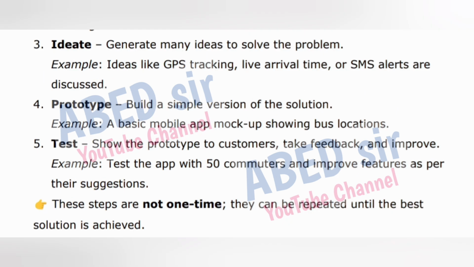3. Ideate, generate many ideas to solve the problem. Example, ideas like GPS tracking, live arrival time, or SMS alerts are discussed. 4. Prototype, build a simple version of the solution. Example, a basic mobile app mock-up showing bus locations. 5. Test, show the prototype to customers, take feedback, and improve. Example, test the app with 50 commuters and improve features as per their suggestions. These steps are not one-time, they can be repeated until the best solution is achieved.